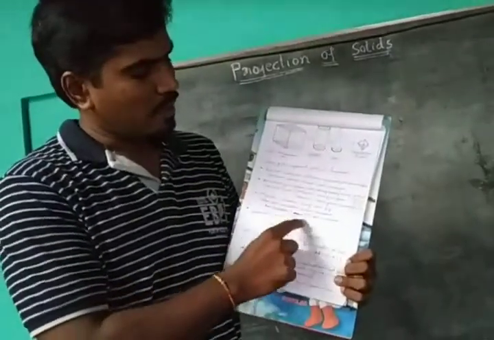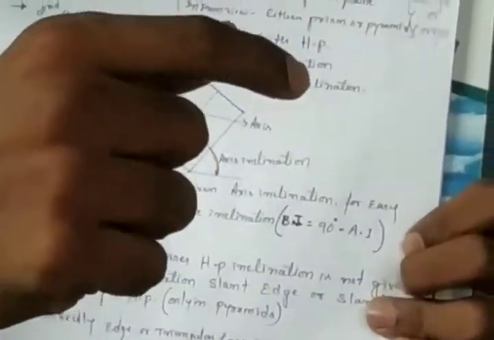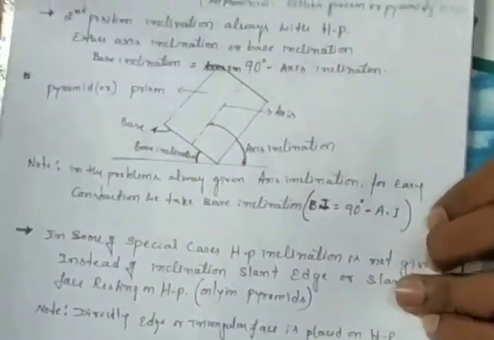See, this is one example I have written here. It is a prism inclined to HP, and it appears in the VP. So the HP inclination appears in the VP. We already know that this prism is inclined to HP at a certain angle of inclination.